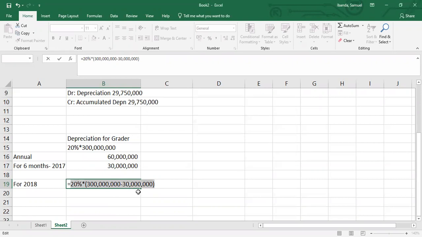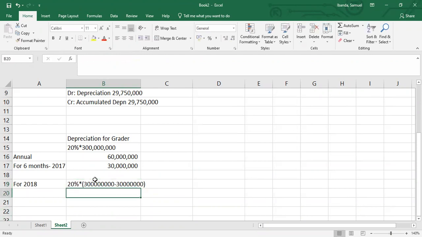Okay, let me just remove these commas so that Excel can compute rightly. I'll leave the formula for you so you can copy.